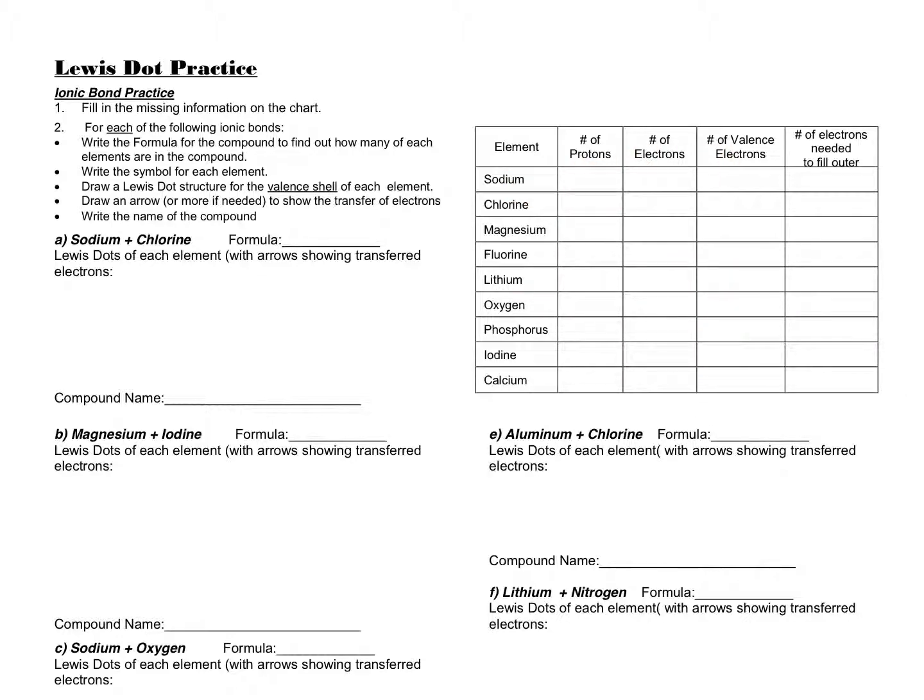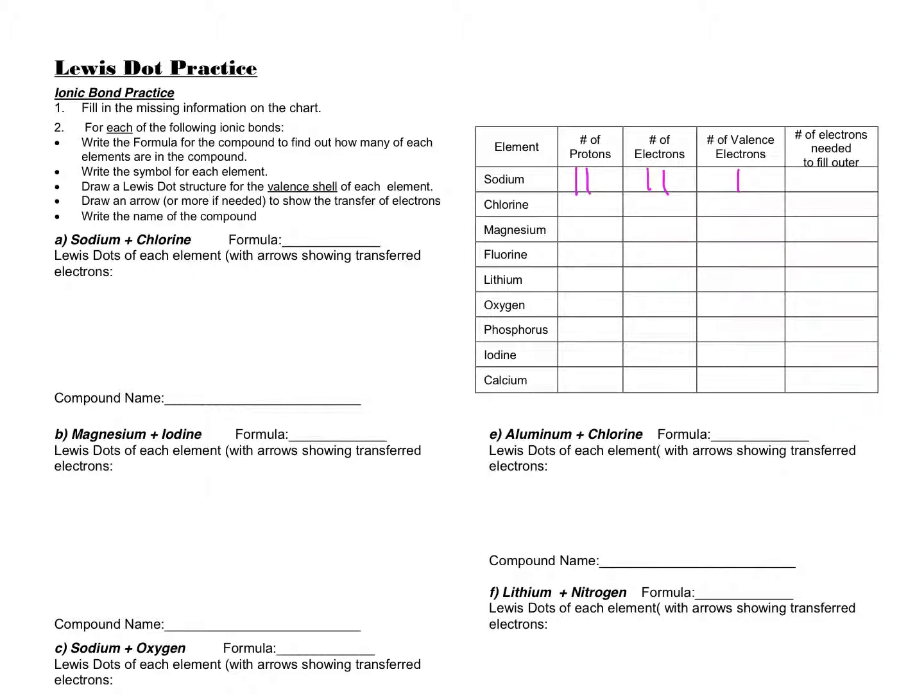Sodium has 11 protons because its atomic number is 11. It doesn't say that it's an ion, so that means it has 11 electrons. The number of valence electrons comes from my family number. Sodium is in family 1, so it is 1 valence electron.